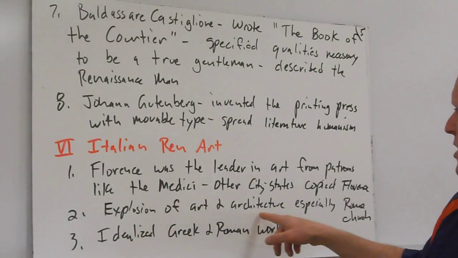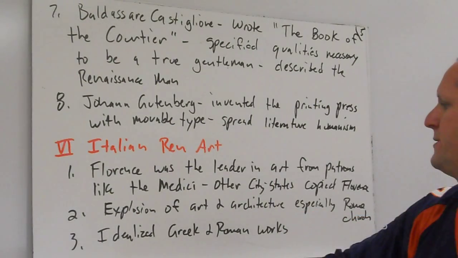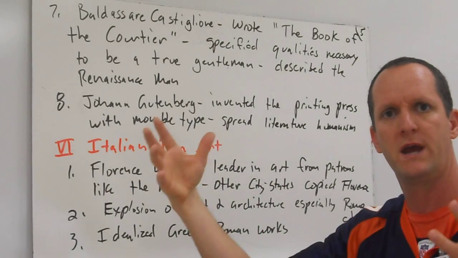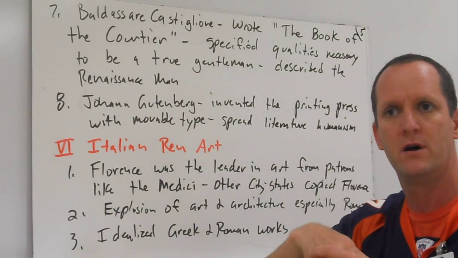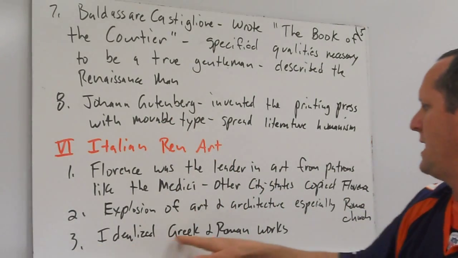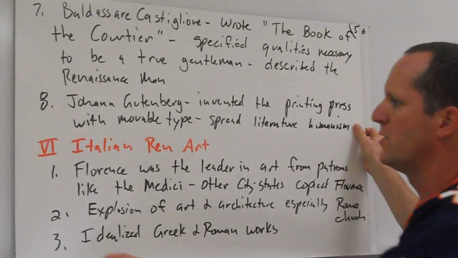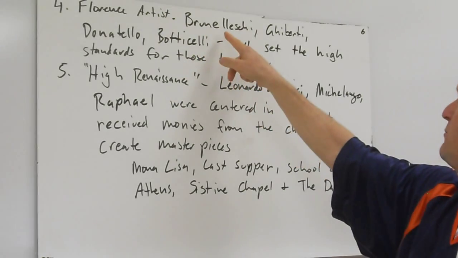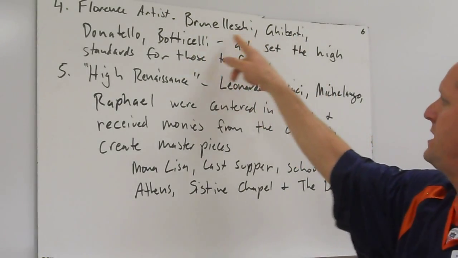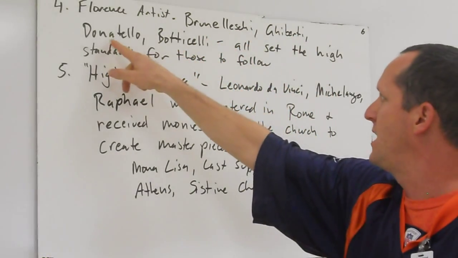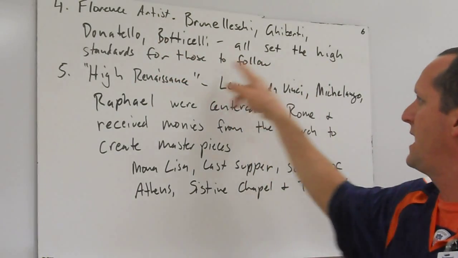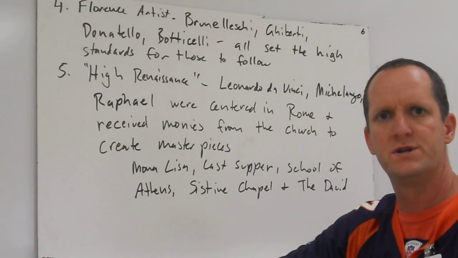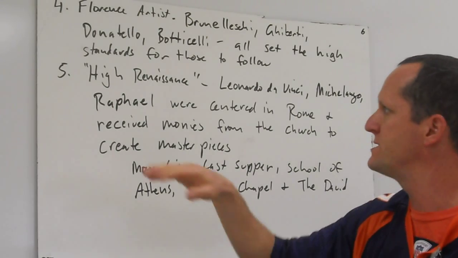There was an explosion of art and architecture, especially in Rome, where the church patroned quite a few people to make the church seem very grandiose. They idealized Greek and Roman works. Florence artists Brunelleschi, Ghiberti, and I might be saying these names wrong, Donatello, Botticelli, all set high standards for those to follow. So those were some of the original artists from Florence.